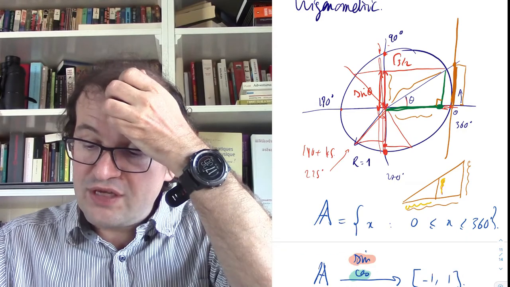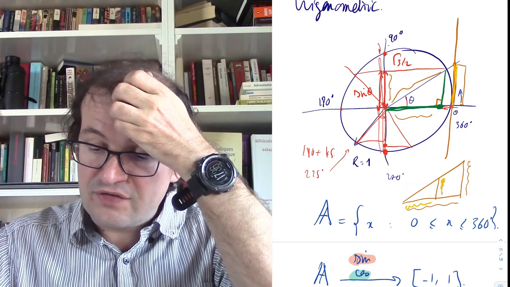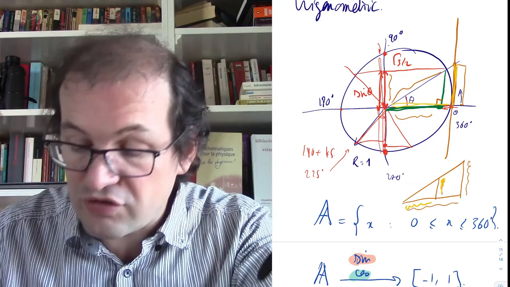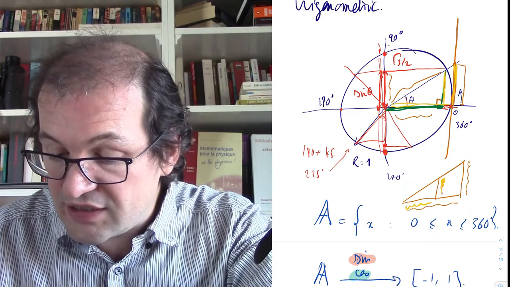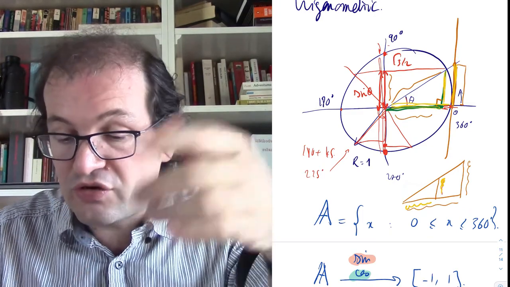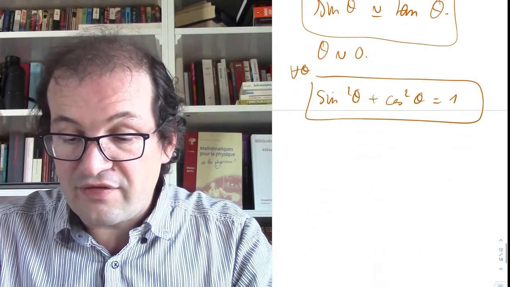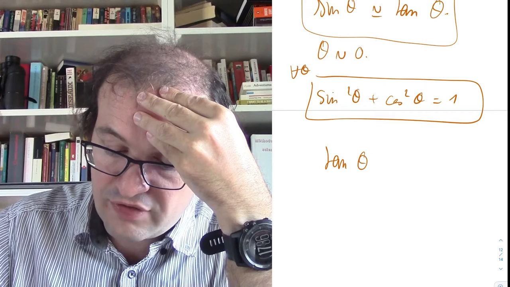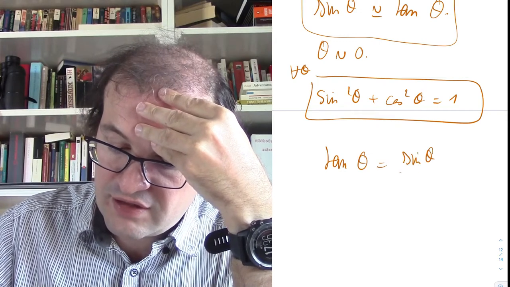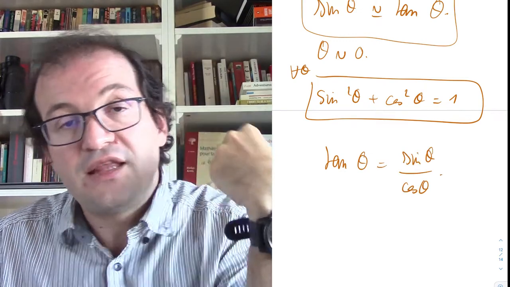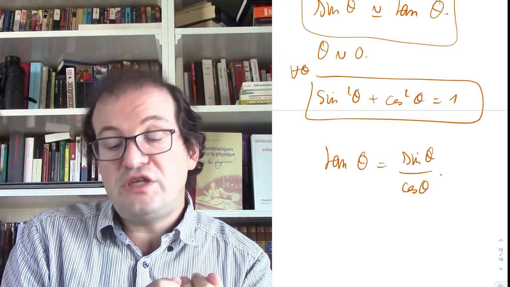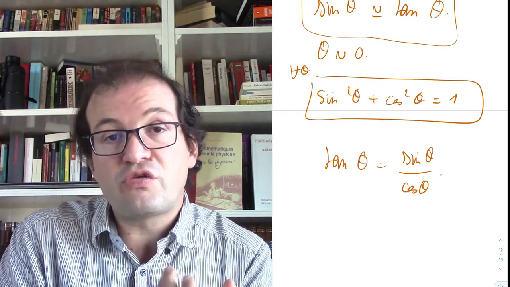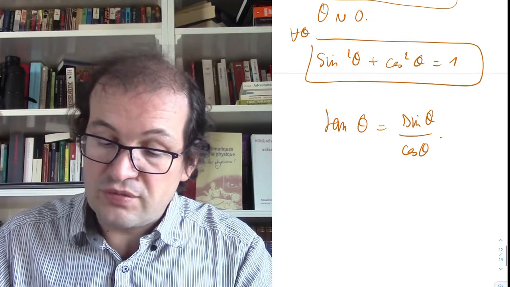So if we do this, the tangent, that's the definition, divided by the radius, which is 1, so that's the tangent, is equal to the sine divided by the cosine. So we have another important relationship: the tangent of theta is the sine of theta divided by the cosine of theta. Most people tend to take it as a definition of the tangent, but it's not the definition. It's the consequence of Thales in the trigonometric circle.